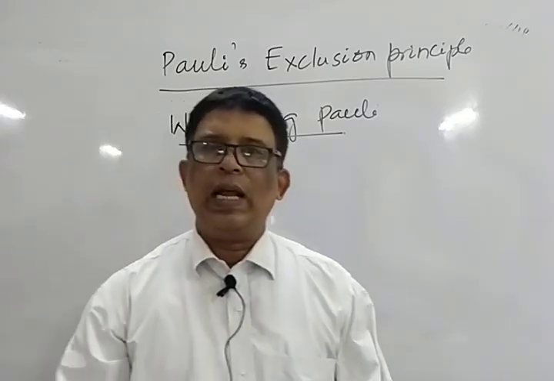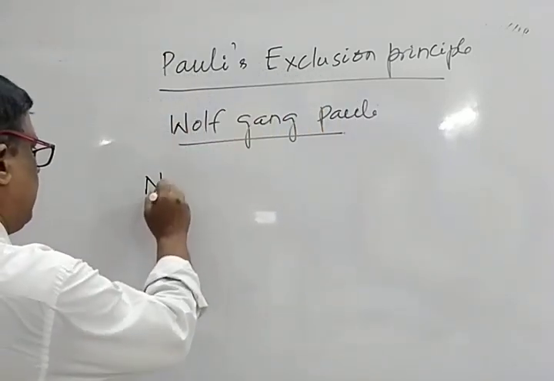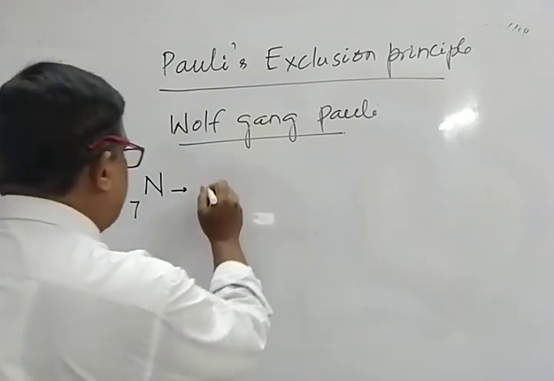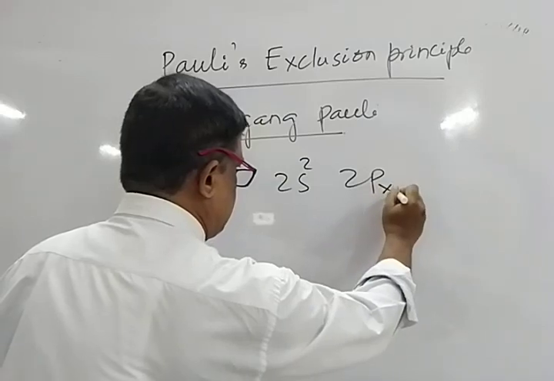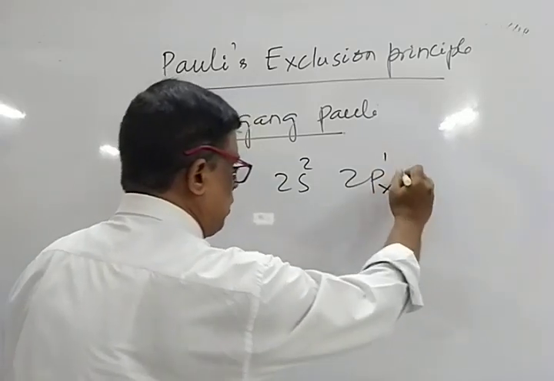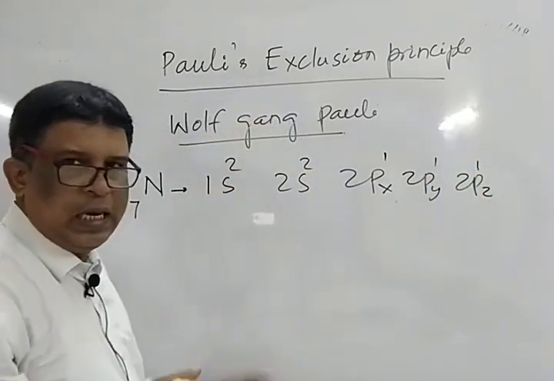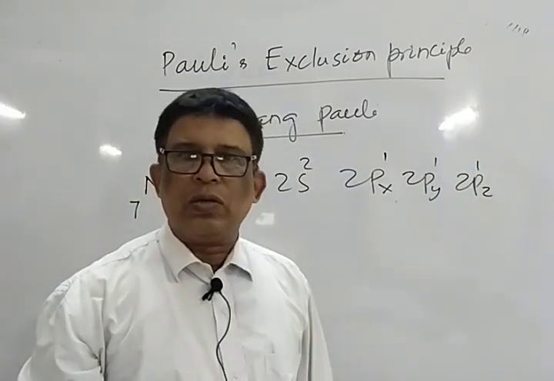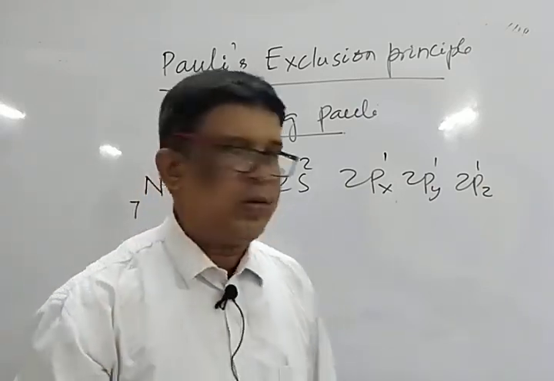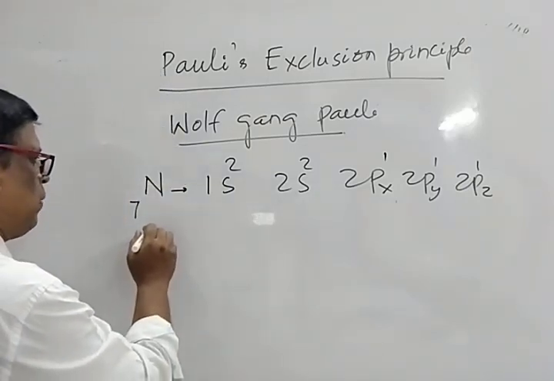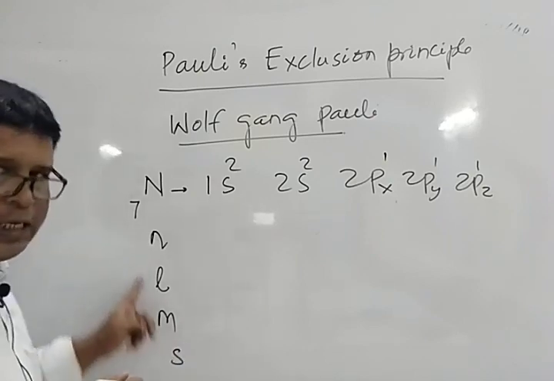Let us select one example, nitrogen. Mark that. If we select nitrogen, its electronic configuration is 1s2, 2s2, 2px1, 2py1, 2pz1. Mark that, 7 electrons are there. So we have to calculate the address of the 7 electrons, that is the principal quantum number, azimuthal quantum number, magnetic quantum number, and spin quantum number.